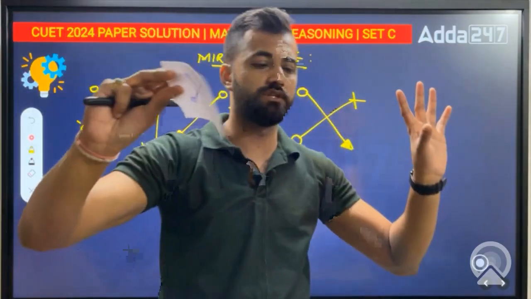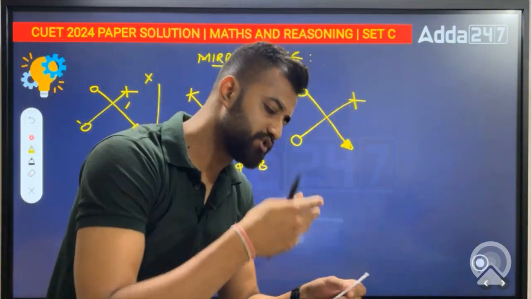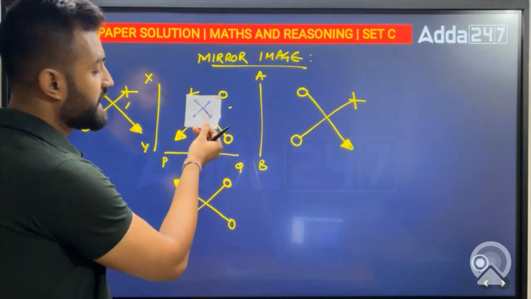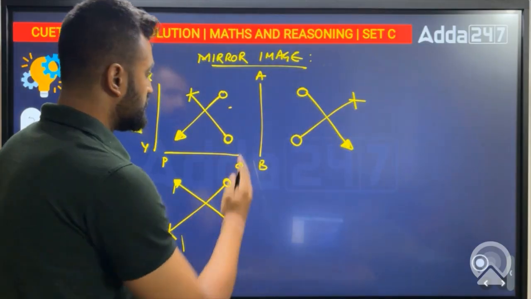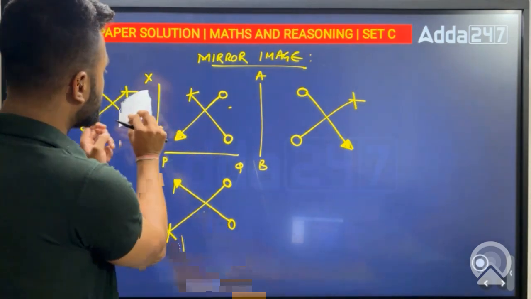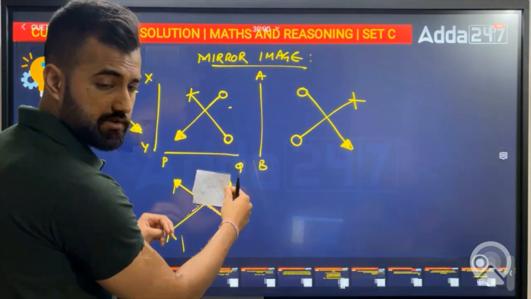No need to use your brain. Just draw it and put it, and you'll get the answer. Finish. Okay, very simple. Same diagram. Just turn the page. Okay, if the mirror is here, turn it like this. If the mirror is here, turn it like this. If the mirror is below, turn it like this.